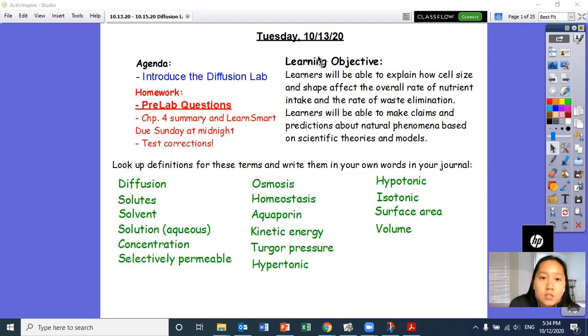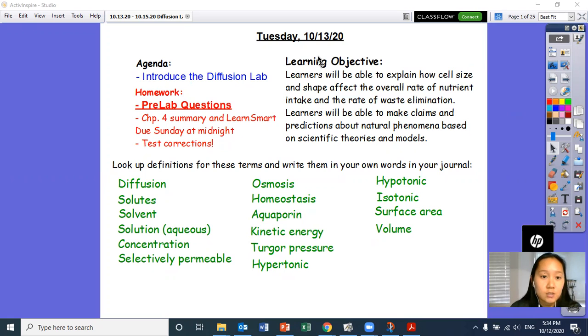We're going to introduce the diffusion lab today. The homework is going to be for you to finish up the pre-lab questions that are associated in the assignment post right after this one with what I'll be talking about. Chapter 4 Summary and LearnSmart are going to be assigned and due Sunday at midnight. So they're going to be your last grade before report cards come out.